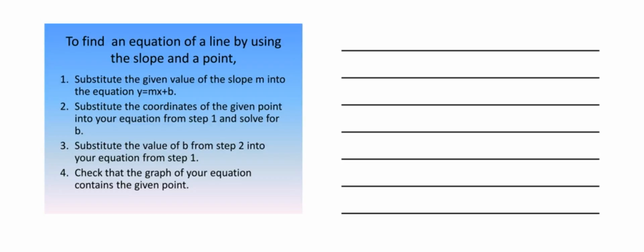by using the slope and the point, one, substitute the given value of the slope m into the equation y equals mx plus b. Two, substitute the coordinates of the given point into your equation from step 1 and solve for b. Three, substitute the value of b from step 2 into the equation from step 1. And four, check the graph of your equation contains the given points.